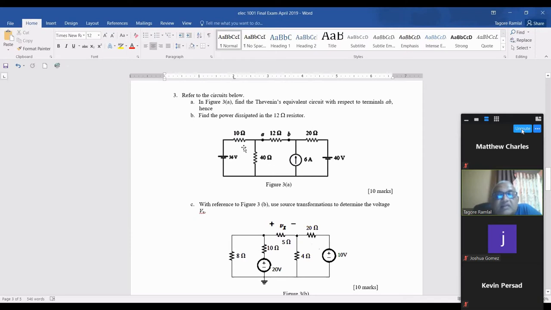So when I do that, I'll have 10 in parallel with 40. Looking from point A, 10 in parallel with 40, so I'll get 400 over 50, that will be 8 ohms. And from point B, all I have is 20 ohms. So the reduced circuit as seen from the terminals A and B will be 8 in series with 20. That will be 28 ohms.